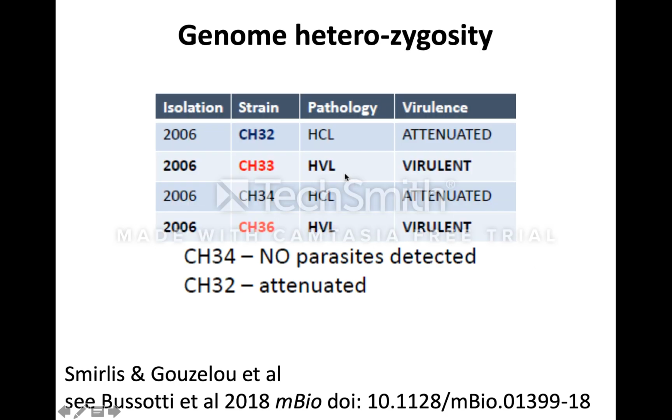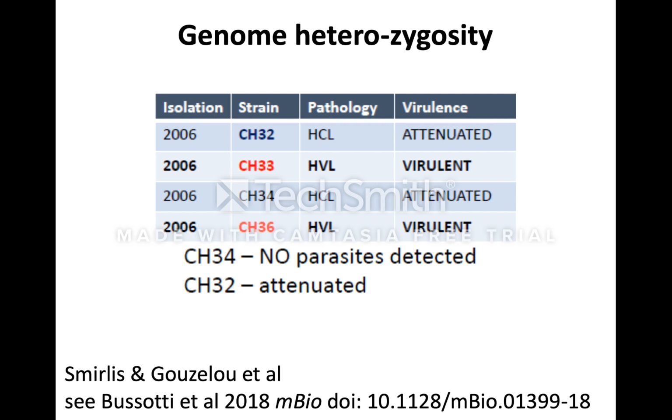What is relevant here is that if you look at these samples, CH32, which is a hybrid, and CH34, which is a hybrid, and compare them to the ones that are not hybrid, CH33 and 36, work by Smirlis and Güzel et al., that was detailed more by Bussotti et al. in mBio last year, shows that in fact the hybrids here were less virulent than the ones that were not hybrids. Recent work on isolates that have come from more recent parts of the Middle East and elsewhere has shown that hybrids can sometimes actually have higher virulence.